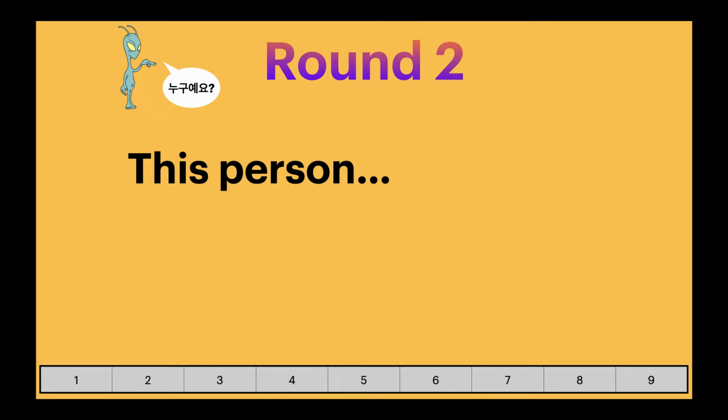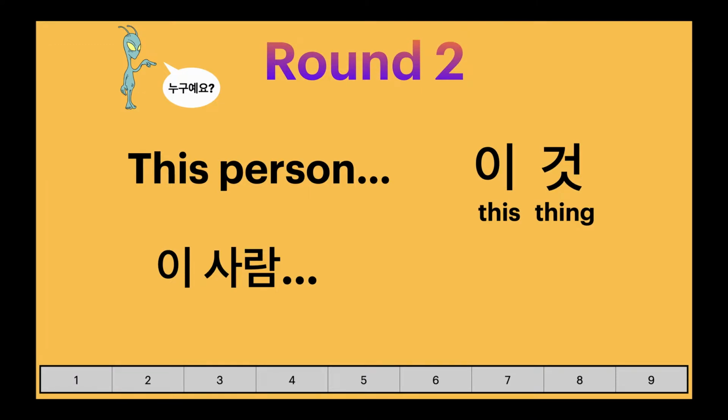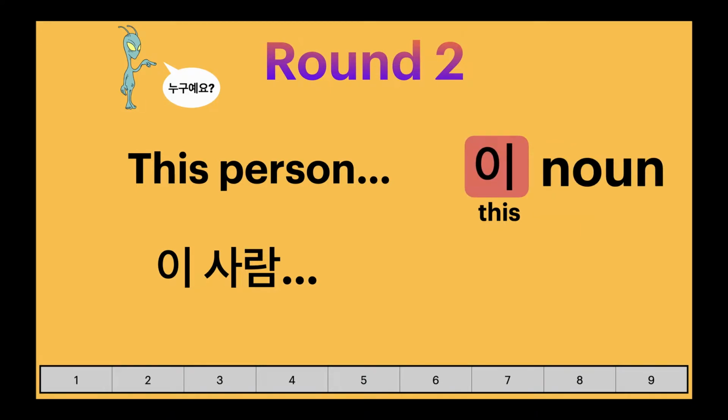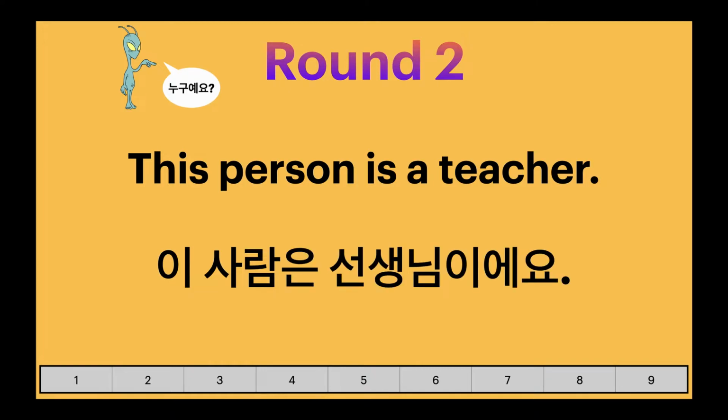누구예요? Let's start by saying this person. 이 사람. Now remember that the word for this is 이것, which, if you take it apart, literally translates to this thing. When we use the word this in front of a noun, we will simply say 이 followed by the noun. So this person, 이 사람. Now let's go ahead and say a little further. This person is a teacher. 이 사람은 선생님이에요.